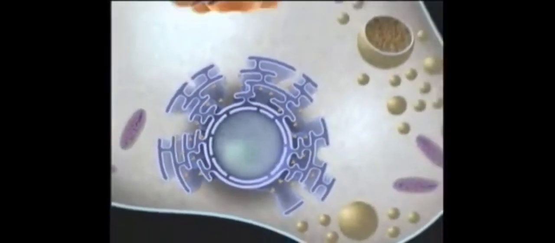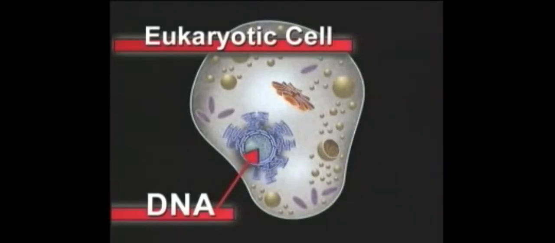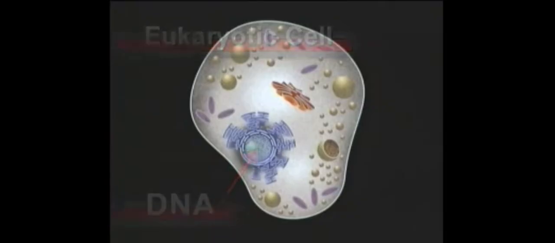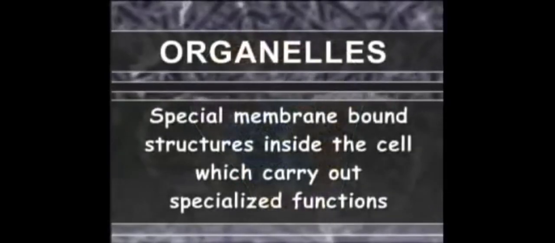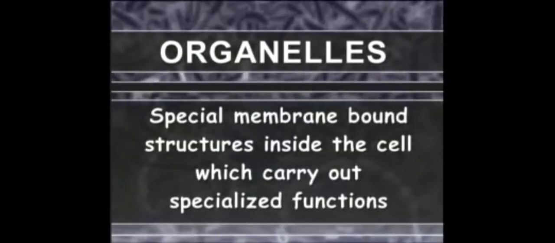A eukaryotic cell has a true nucleus where the DNA is encased instead of floating around in the cytoplasm, and the rest of the organelles are encased by a membrane as well. Organelles are special membrane-bound structures inside the cell which carry out specialized functions. Just as we have organs within our body, the cell has organs within it. Because the cell is very small, these organs are called by cell biologists organelles.